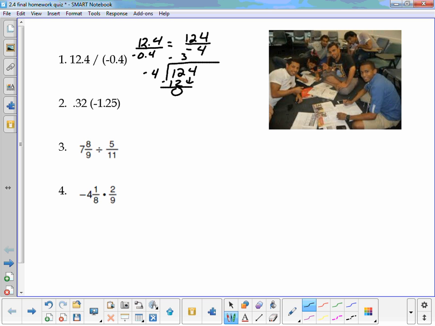And we drop down the 4. How many 4s go into 4? And that's 1. And there it terminates right there. Okay? And hopefully, kids go back and do it right away.